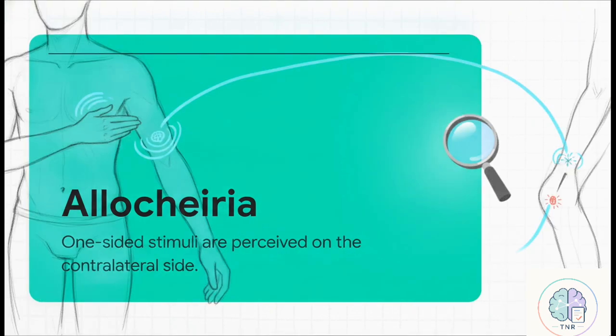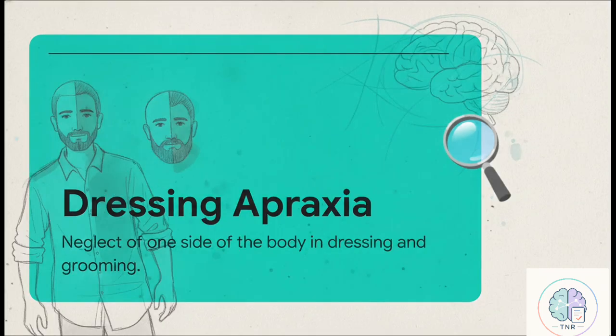Next is allochiria, which is this totally bizarre sensory miswiring. Imagine you apply a physical stimulus, like a light touch or a sharp pinprick, to one side of the patient's body. Instead of feeling it there, their brain crosses the wires, and they actually perceive that exact sensation on the completely opposite side of their body. Then there's dressing apraxia.